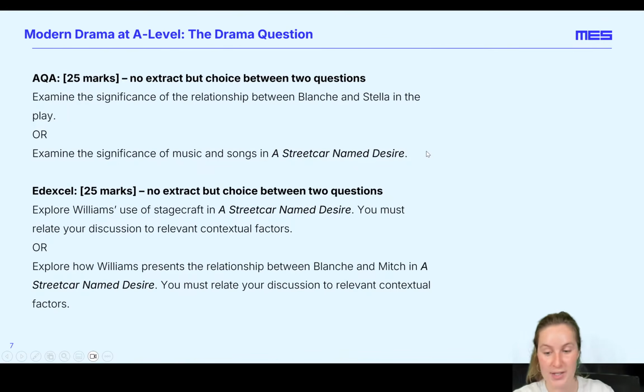This is what the question looks like. And for A level, the text is, or the questions are slightly different, but the fact that they have no extract remains the same. So for AQA, 25 marks, there's no extract, but a choice between two questions. These were the most recent.